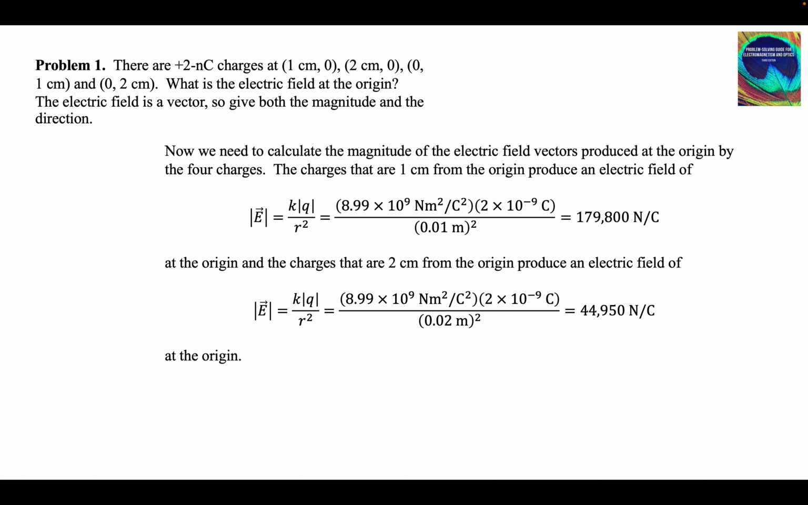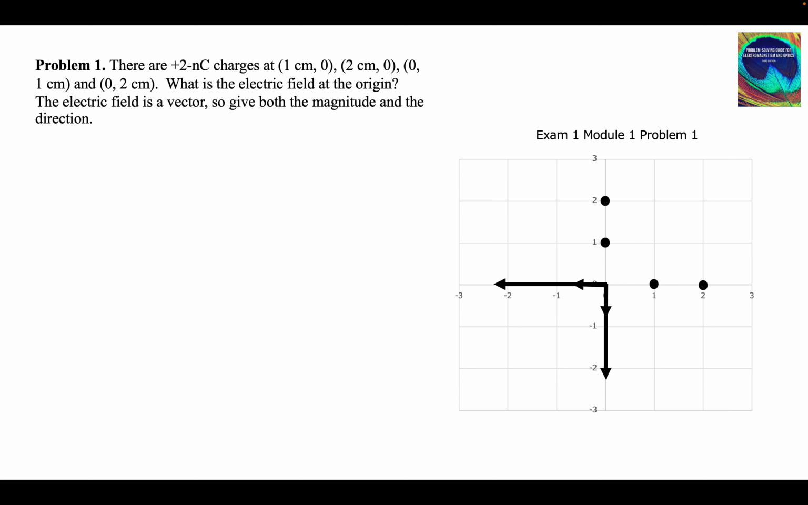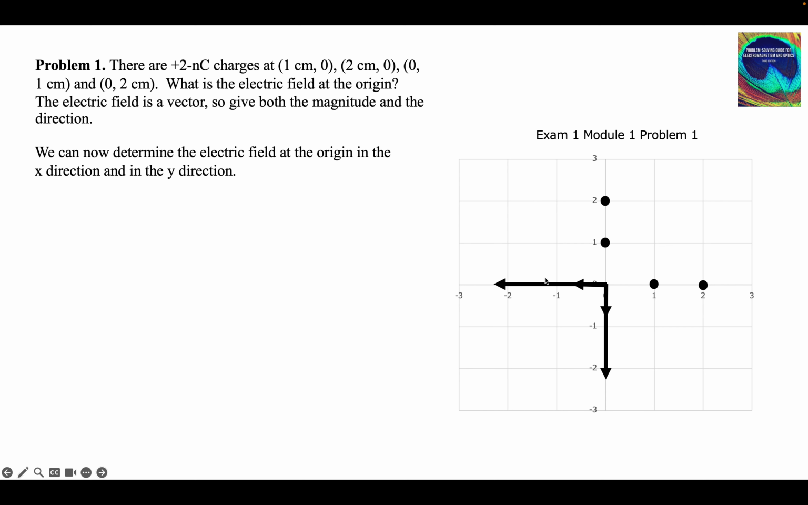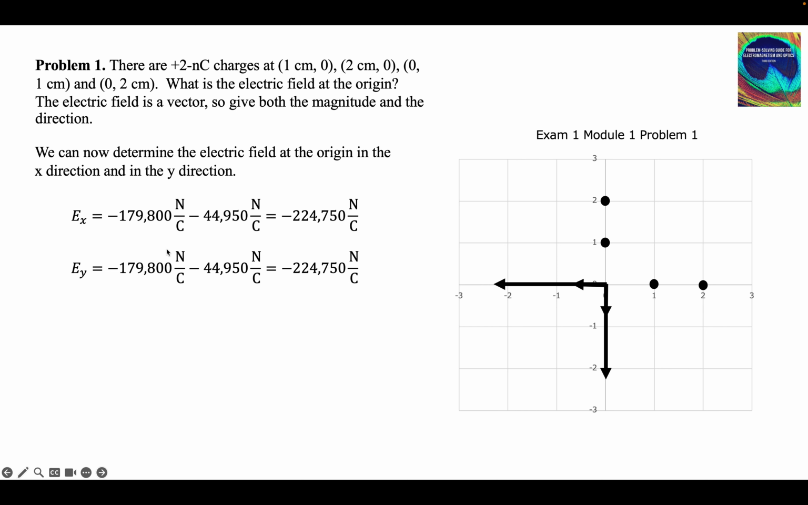So now we have the lengths of those electric field vectors. Now we have to add them up. In the x direction, these 2 vectors are easy to add because they're parallel. We just add their strengths. It's minus because it's to the left in the xy coordinate system. So the electric field in the x direction from these 2 charges is about 225,000 newtons per coulomb to the left. In the y direction, we have about 225,000 newtons per coulomb downward.